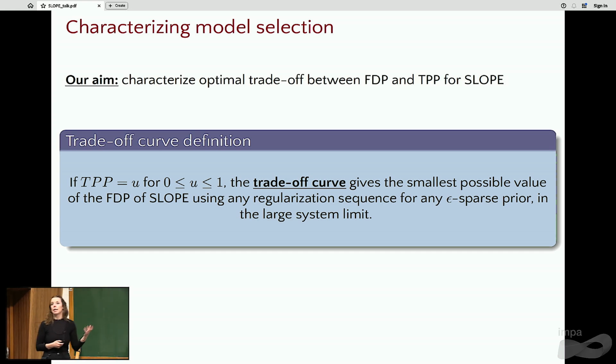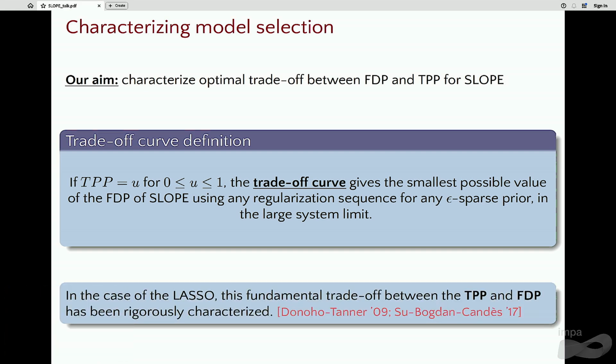So in fact, I could give myself an incredibly large signal to noise ratio in the problem. What this boils down to is I have two parameters that describe the problem. One is delta, that undersampling ratio n over p. The other is epsilon, my sparsity. And what I find is, for any value of the TPP, the smallest FDP that SLOPE can give us.